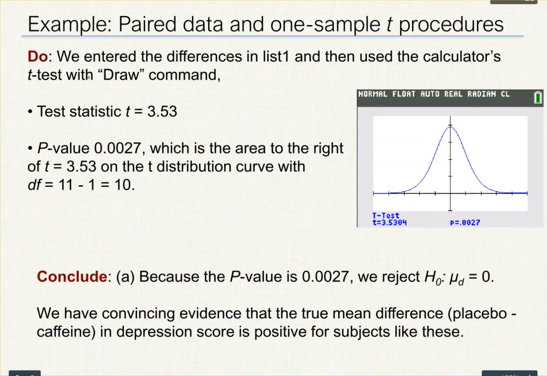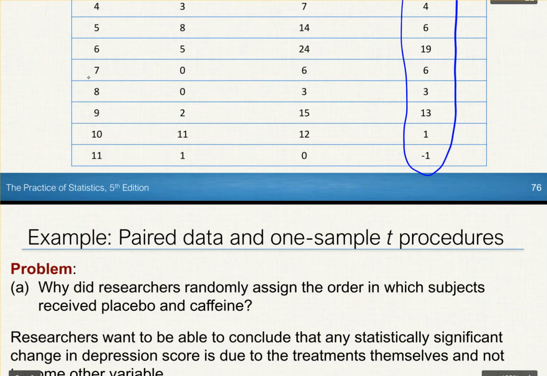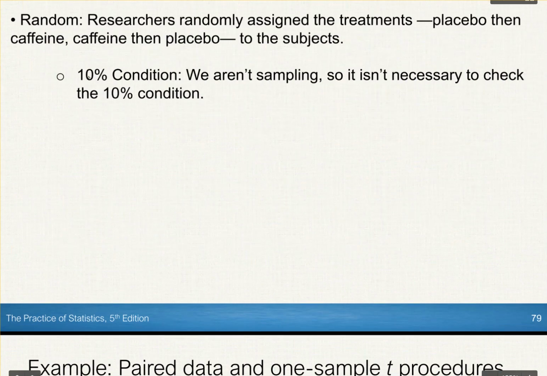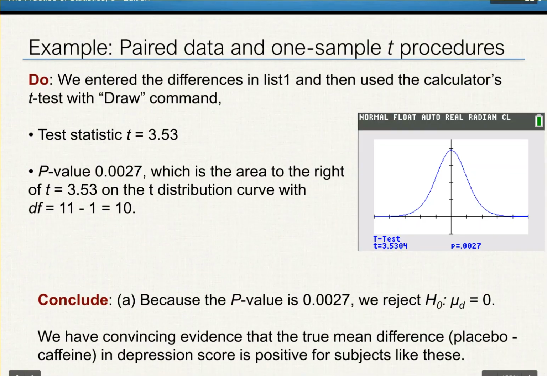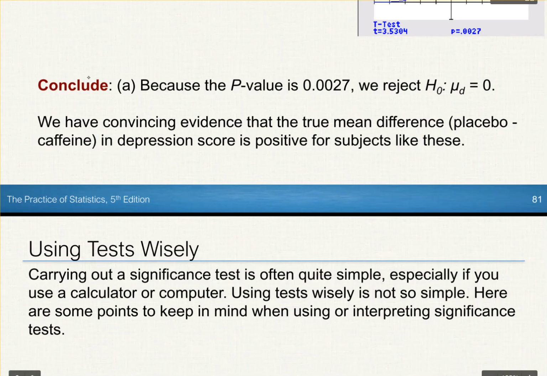All right, so you put in all this data. Again, the right column, put all that into your stat list. Do your t test, and you can get this information here. Because the p-value is so small, smaller than 0.05, we reject the null hypothesis, and we think that caffeine does have an effect on depression score.